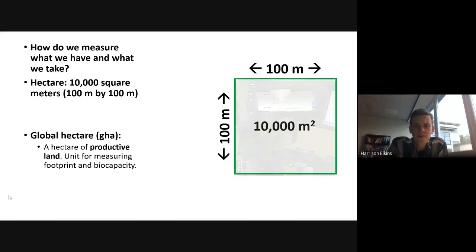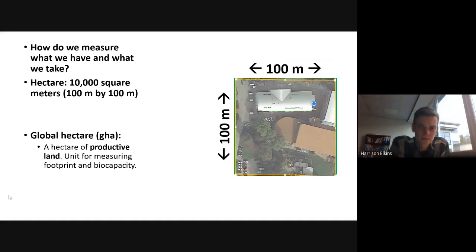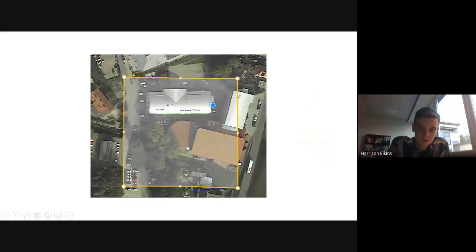To help you visualize it, this is approximately a hectare. So here's an overhead shot of BFA. So you can get the main building, you could get the Jan's building stuck in there. You could get all of BFA within 1 hectare. Okay, so this is about as big as a hectare, and that's the unit of measurement we use to measure. Okay, how much are we taking? Somebody might say, oh, you have an impact of 8 global hectares, so that means it takes that much space to supply the needs that you have.